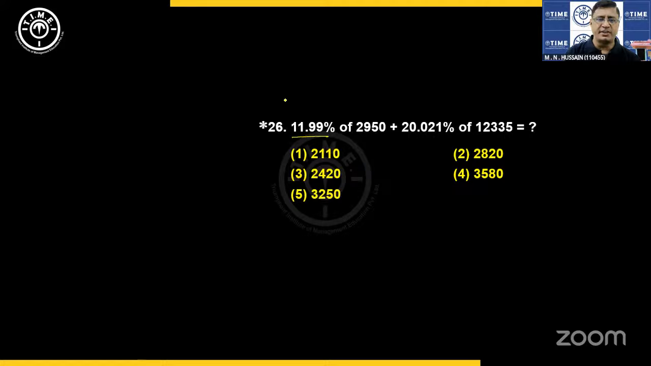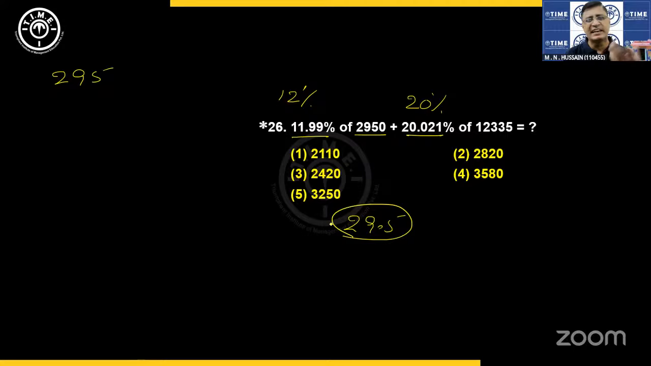Here it is 12% of 2950, plus 20% of 12335. 12% means 10% plus 1%. What is the 10%? 295. 1% is equal to 29.5. If you want to take 30, okay, take it, no problem. 30 double, that is 60. 1% is 30 means 2% is 60.